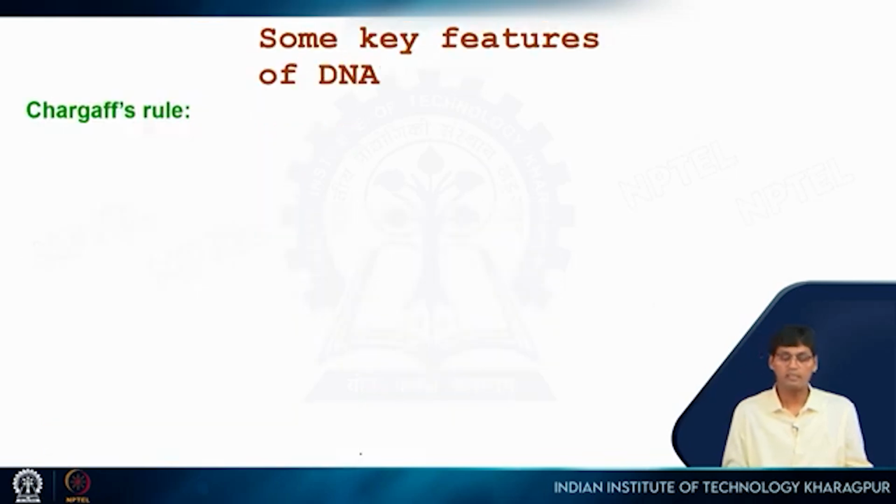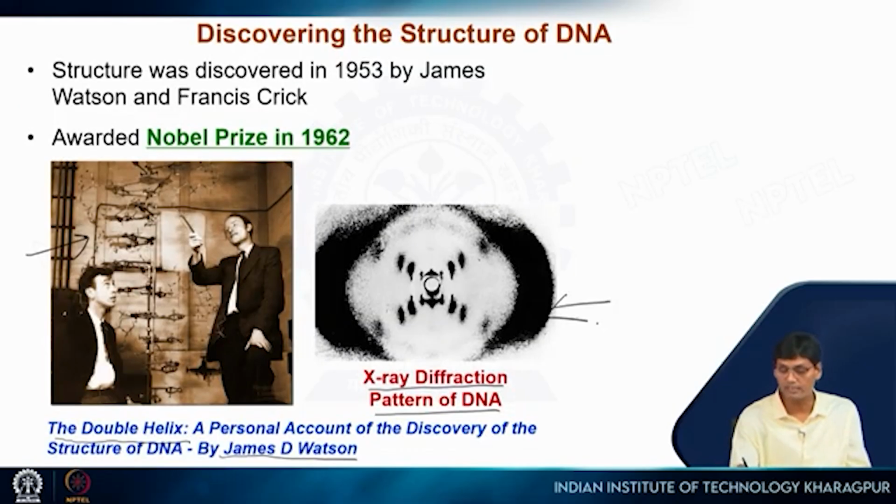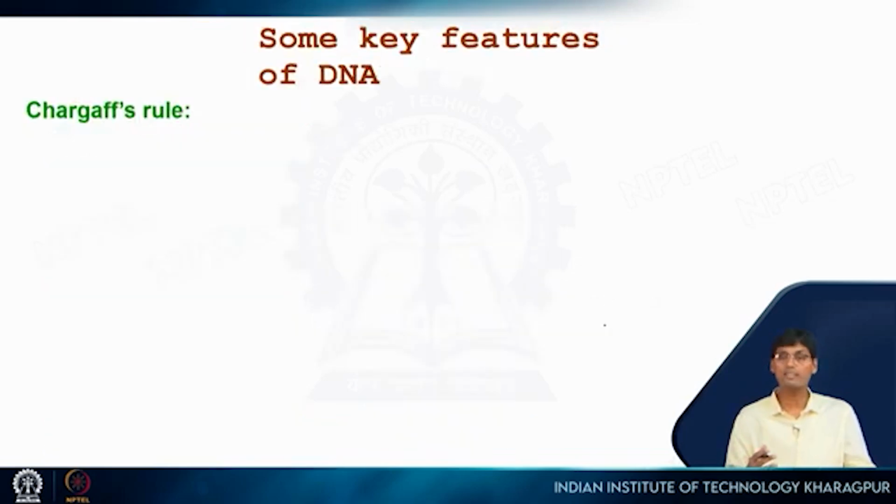Now, I would like to focus on some key features of DNA. All of us know that DNA is double-stranded, DNA is a double helix. But it was really difficult to discover from that X-ray diffraction data that DNA is a double helix, that DNA is double-stranded. So Watson and Crick proposed that because of some pre-existing data.